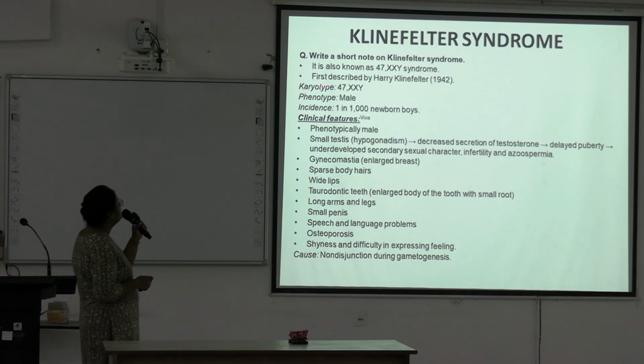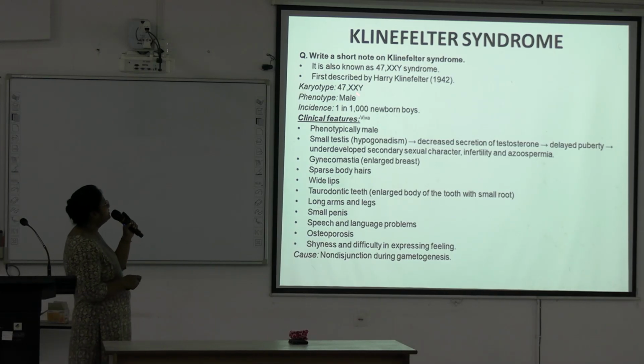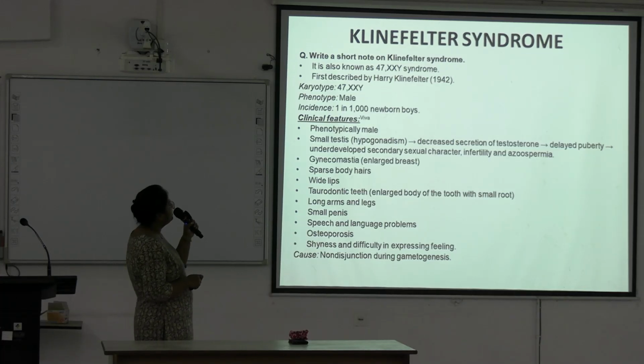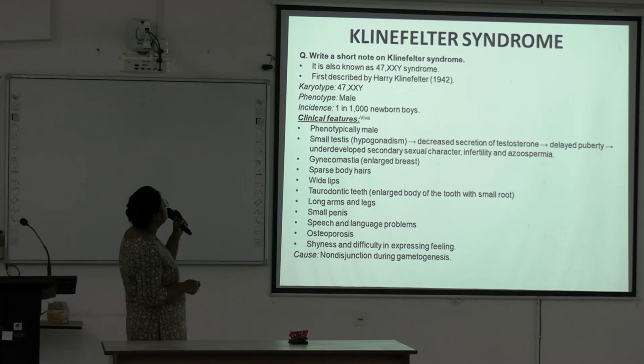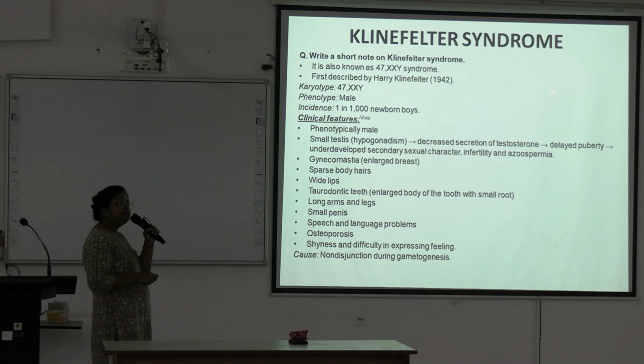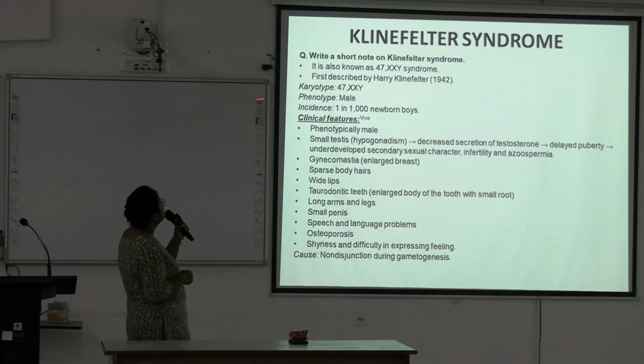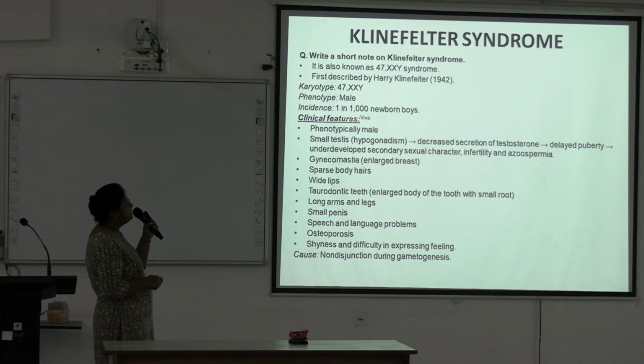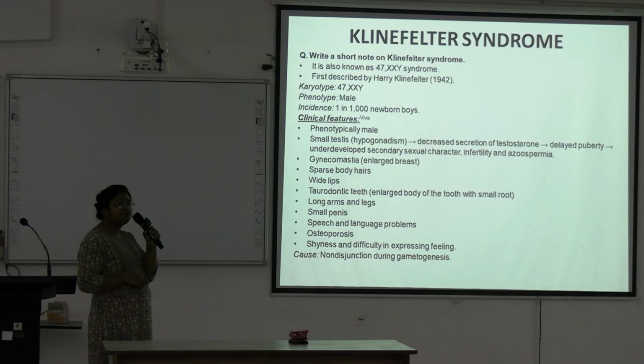Klinefelter syndrome is also known as 47XXY syndrome. One extra X chromosome is present in the male child. It was first described by Henry Klinefelter in 1942. The karyotype is 47XXY, the phenotype is male, and the incidence is 1 in 1,000 newborn boys. So it is more common than Turner syndrome.